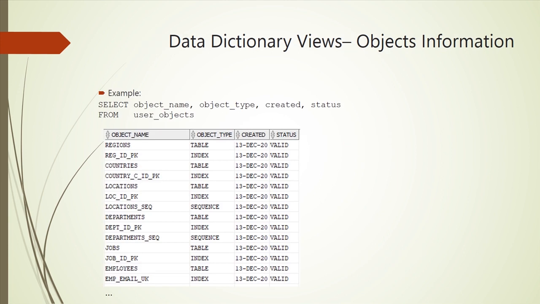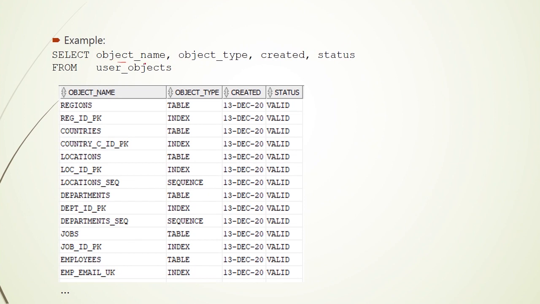Let's have a look at this example of how to get objects information using the data dictionary view USER_OBJECTS. Here we can use SELECT object_name, object_type, created, status FROM user_objects. USER_OBJECTS, as we said before, provides information about the objects you own. This is the object name, here REGIONS. The object type is TABLE, created 13 December 2020. It is VALID, which is the status of the object.